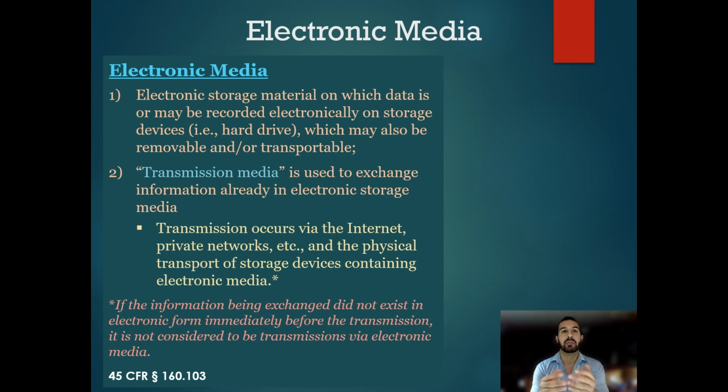One important thing to note is that if the information being exchanged did not exist in electronic form immediately before transmission, it's not considered to be transmission via electronic media. So if you had a notepad with some notes on it, that's information, but that's not in electronic form. Something that's written on paper clearly is not electronic. So if it's in that form immediately before the transmission, it can't be considered transmission via electronic media. Meaning you can't take that notepad, type it up into an email and then send it. The media has to have originated in electronic form. You can't just convert it and then send it electronically if it was originally a paper or non-electronic form.